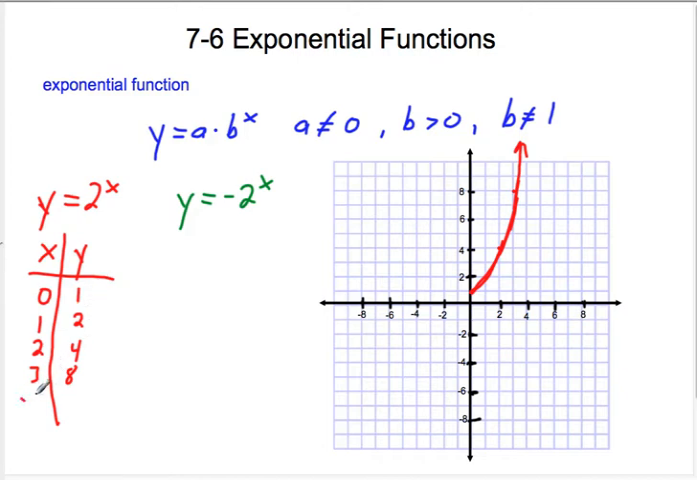Alright, there we go. Now, some of you might be wondering, well, what happens when x is negative? Well, when x is negative, keep in mind that that just takes the reciprocal. So 2 to the negative 1 is 1/2. So when x is negative 1, y is 1/2. Not negative, positive 1/2. And when x is negative 2, 2 squared is 4, so 2 to the negative 2 is 1/4. So that's even farther down.